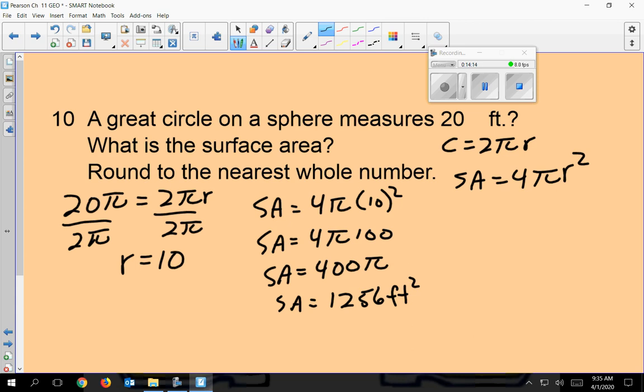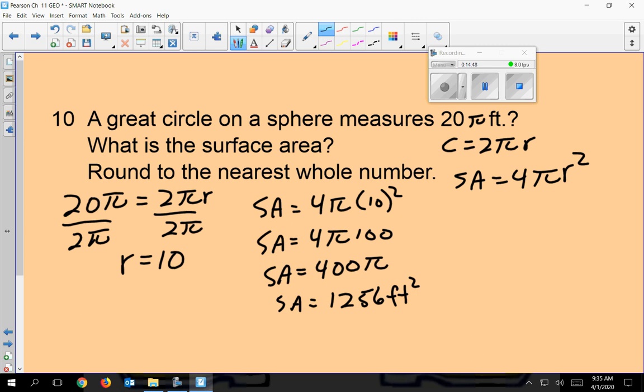Okay, so there you go on that one. Over here on the far left, I set the great circle circumference equal to 20 pi. This should have been pi up here. I'm sorry about that. Didn't catch that one. I divided both sides by 2 pi, and then was able to get a radius of 10. Sorry about that pi symbol being not there. I didn't catch that. All right.